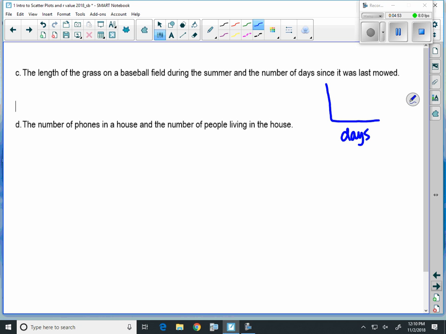So as the days go up, and it says the length of the grass, as the days increase, what is going to happen to the length of the grass? It's going to go up, right? Because here it was mowed, and then it's going to go up. So that's a positive correlation. I think the best thing to do is to draw a graph. It just helps you visualize what's going on.